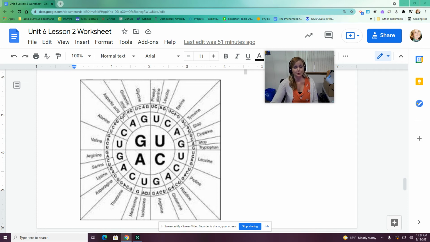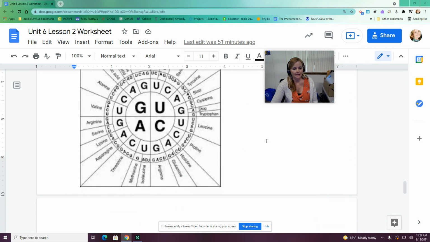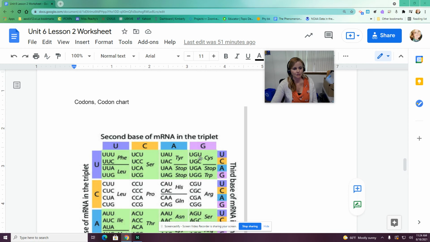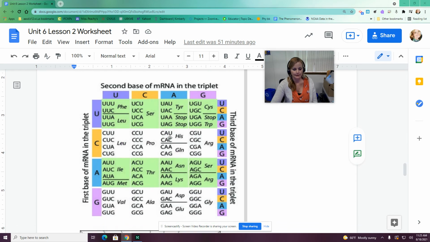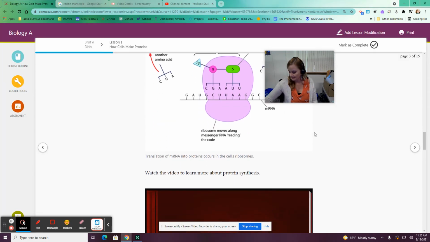But I prefer the circle one. I think it's a little easier to use. So you can use whichever you prefer, but the circle one is there. And honestly, if this is too blurry for you, if you just Google circle codon chart, you'll get a bunch of pictures that might be a little bit easier for you to use. All right, so back to our lesson.